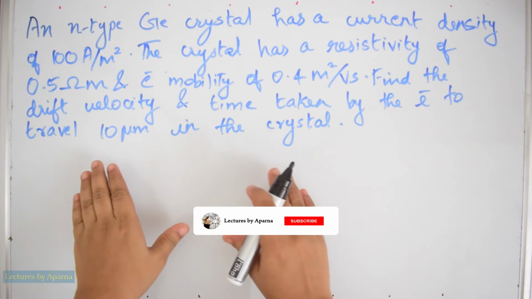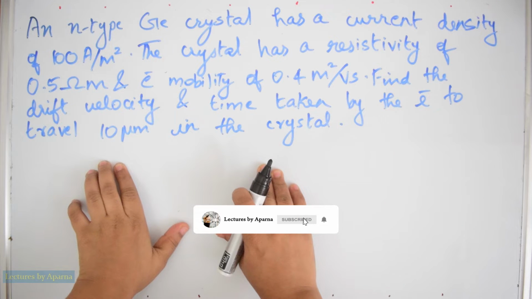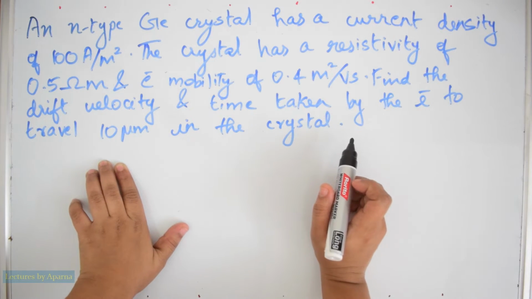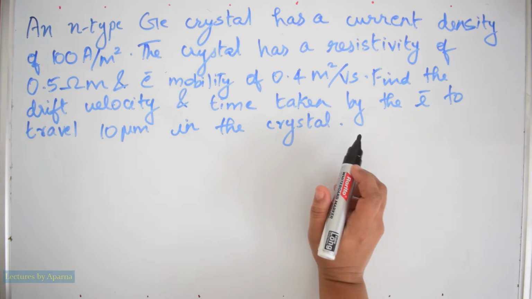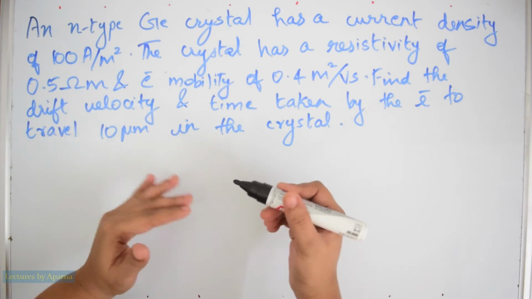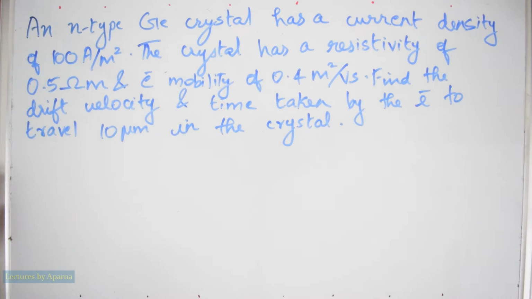So today we are discussing a question from electronic devices. These type of questions are usually asked in competitive exams like GATE. So let's get started. We'll read the question and write down the data that is available from the question.